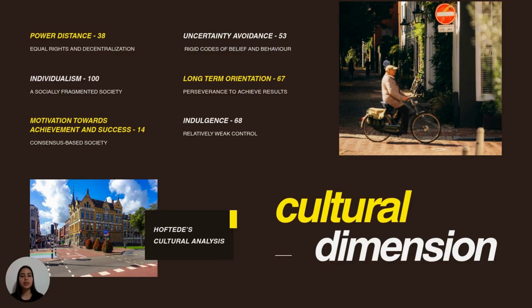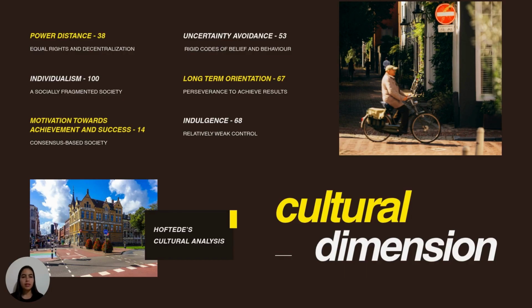Here are the dimensions and scores for the Netherlands in the Hofstede cultural analysis. First, power distance: 38. This refers to attitudes toward inequality. The Netherlands scores low, 38, because it is characterized by equal rights, accessible superiors, and strong leadership. Power is decentralized. Control is rigid, and communication is direct and participatory.